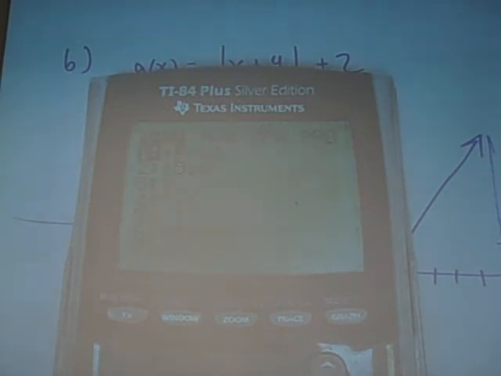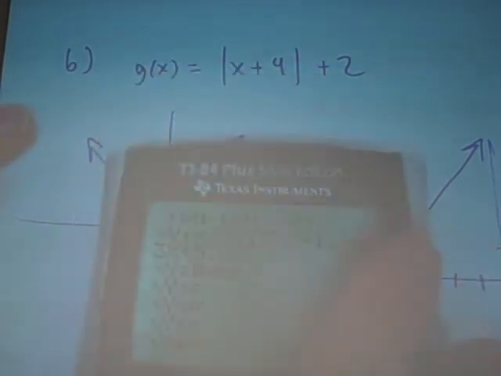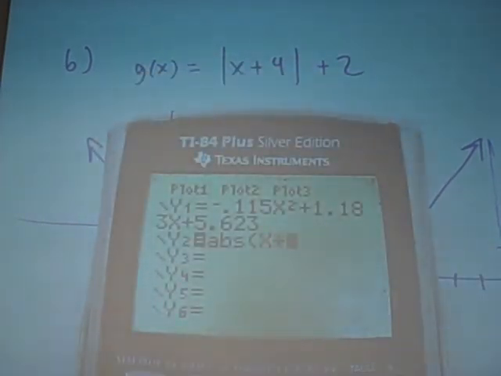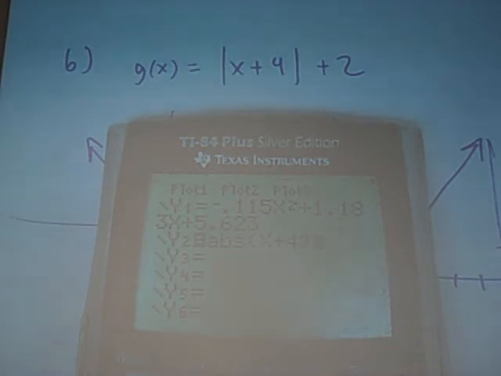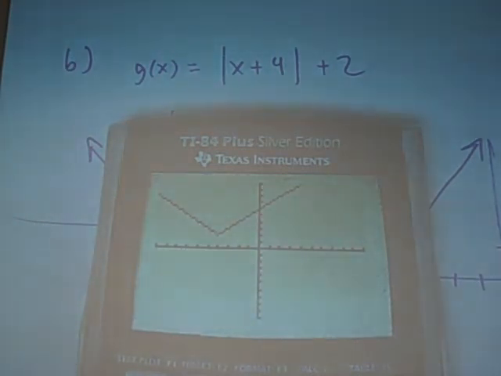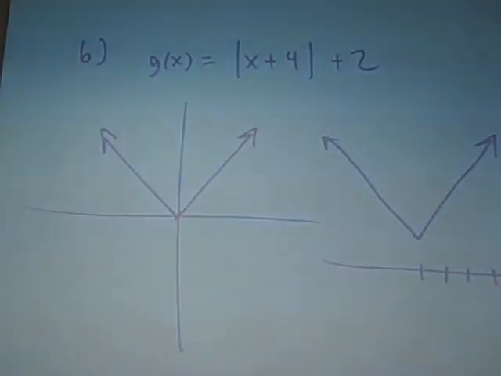I think the absolute value is math, ABS. What is it? X plus 4, plus 2. So, yeah. Looks basically the same as what we've got there.